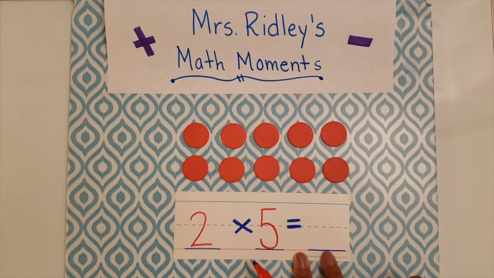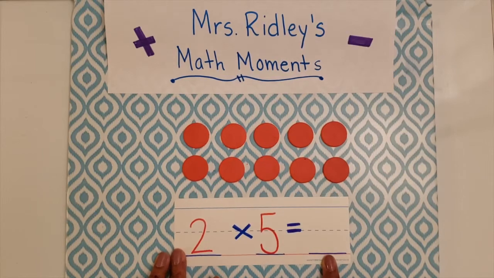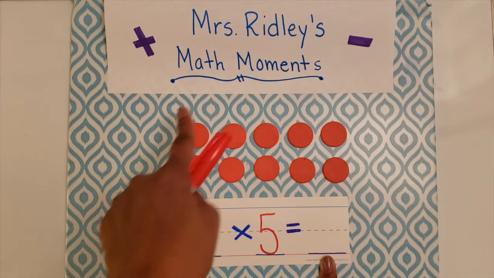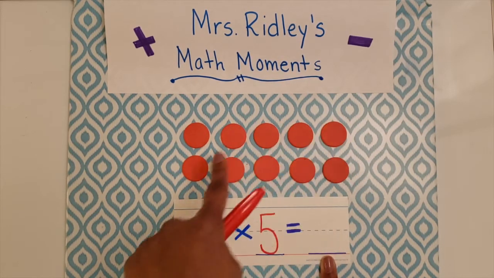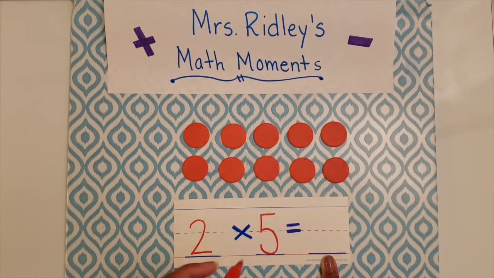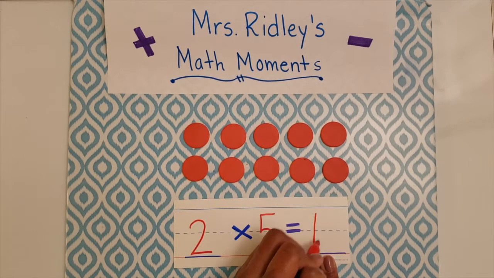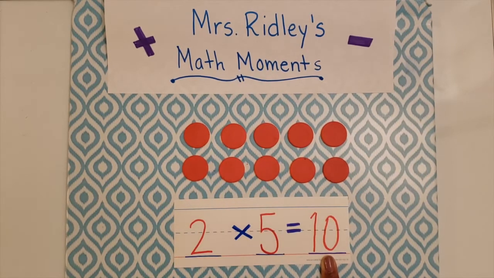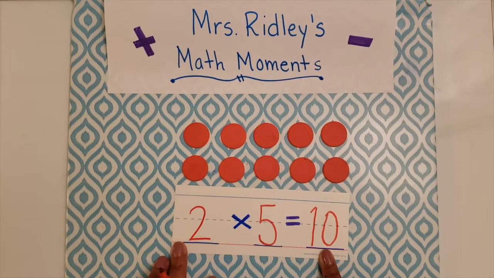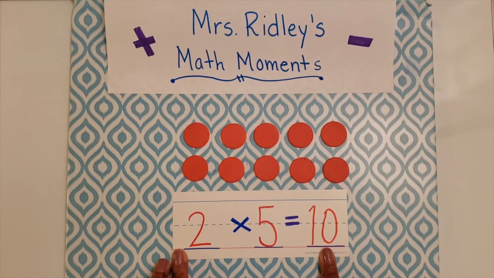And our last number is our product. And our product will tell us how many there are total. So let's count. 1, 2, 3, 4, 5, 6, 7, 8, 9, 10. There are 10 red circles total. So that is our product. And there is our multiplication equation for this array.